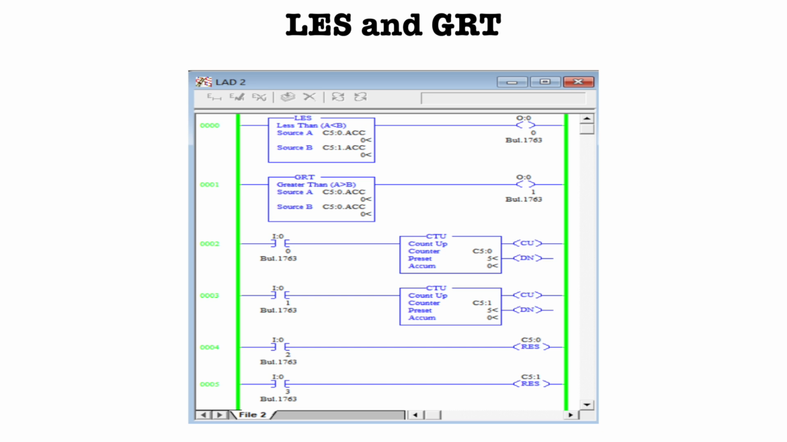So you can see here what happens. Less than means when source A is less than source B, then the LES instruction provides a high output, otherwise it provides a low output, right? And in the case of greater than, when source A is greater than source B, only then does this instruction provide a high output, right?